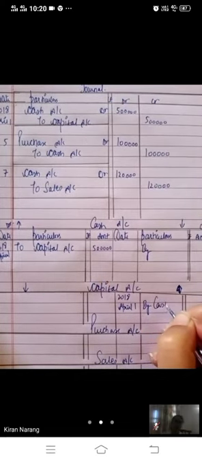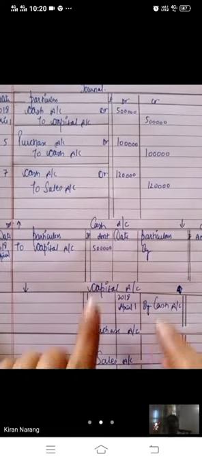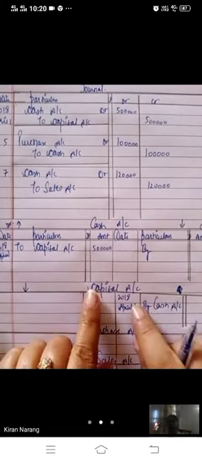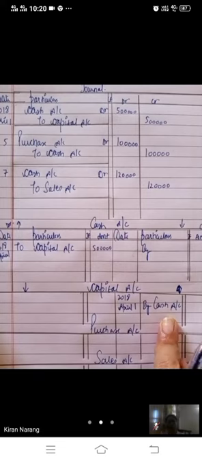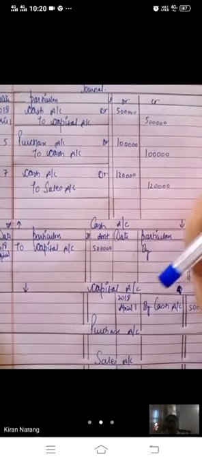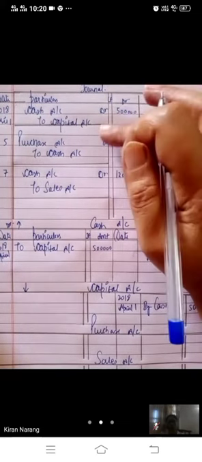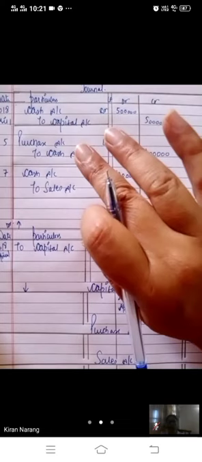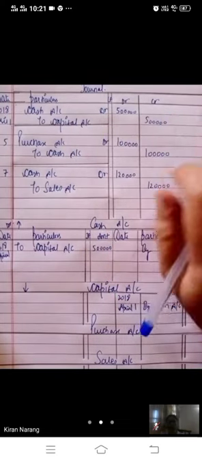You have to write "cash account". You have to tell the reason why cash account is debited and why capital account is credited. Due to cash, capital account is credited, rupees 5 lakh. The side will be the same, but you have to write the name of the opposite thing.